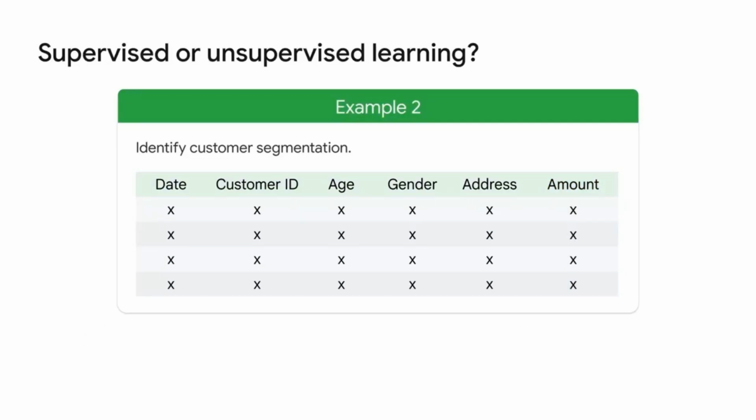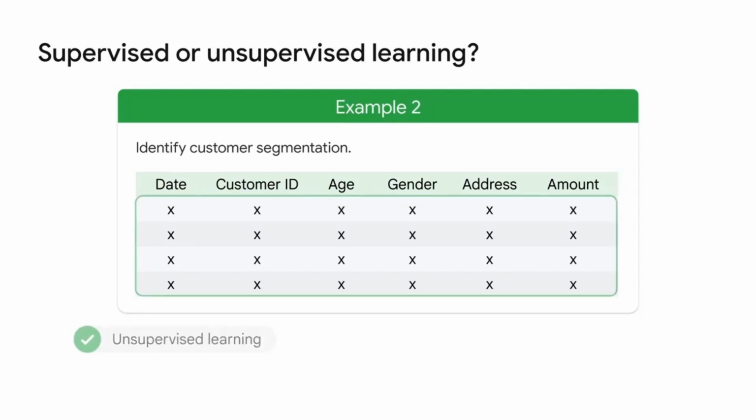Imagine you are using the same dataset. However, this time you are asked to identify customer segmentation. You don't want to base your judgment on stereotypes such as age or gender, so you use a computer for help. Is this supervised or unsupervised learning? Yes, it's unsupervised learning because you don't have each customer labeled as belonging to a certain segment. Instead, you want the computer to discover the underlying pattern.